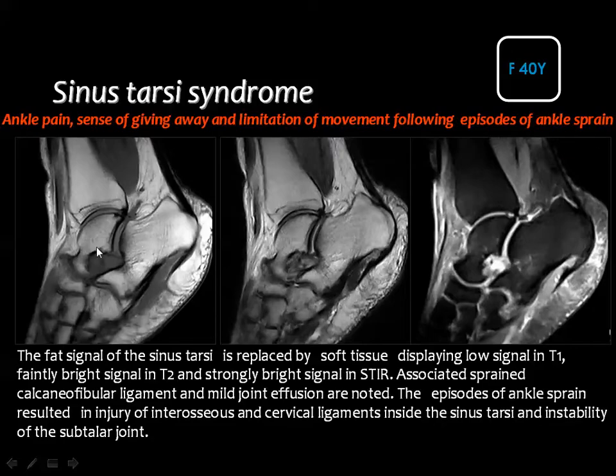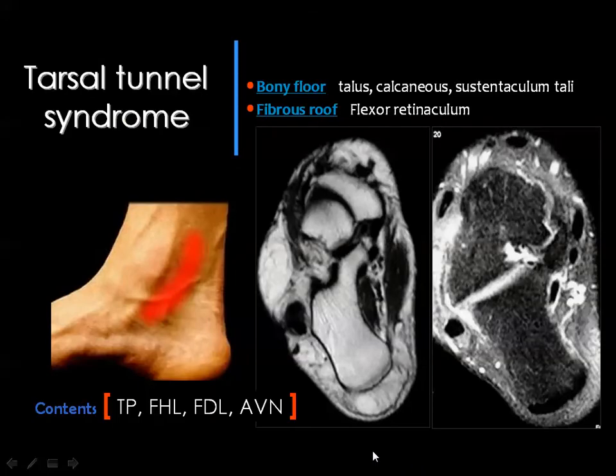Then you see dark signal in the T1 and bright signal in the STIR, meaning that there is fluid, and you cannot identify the ligaments within the sinus tarsi.